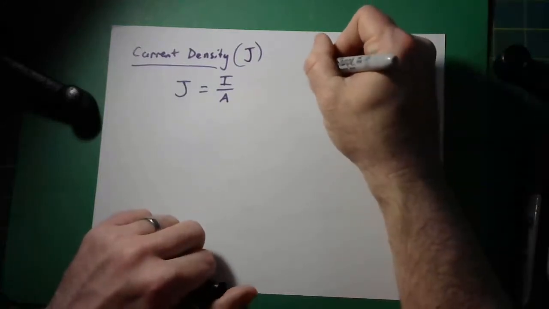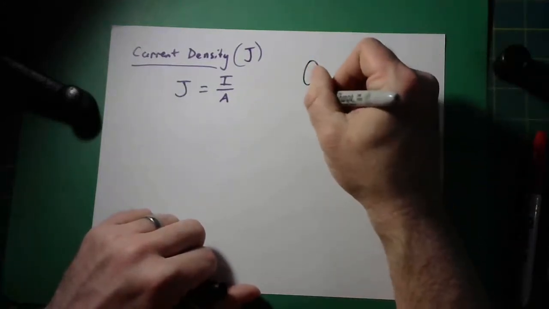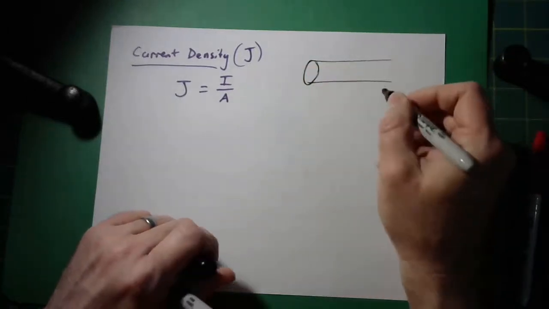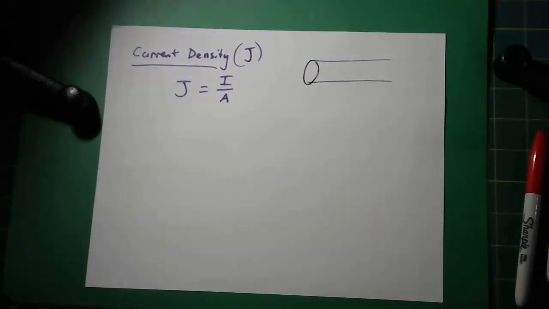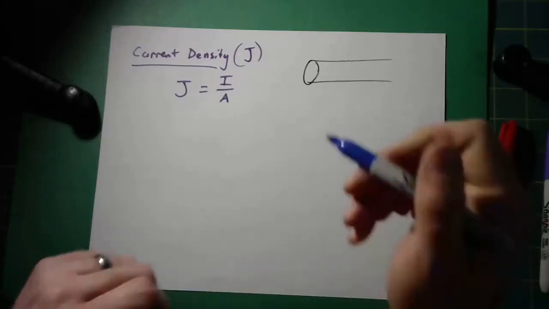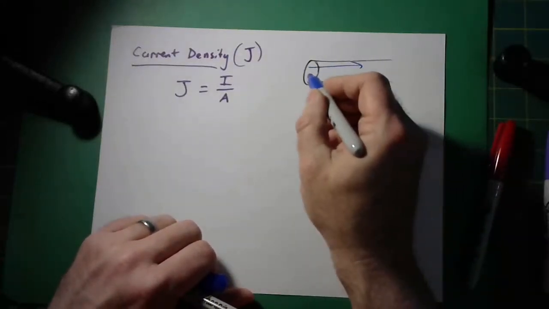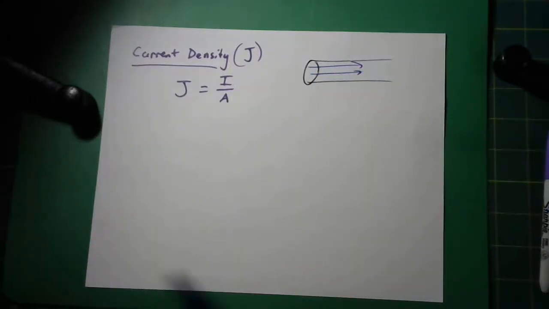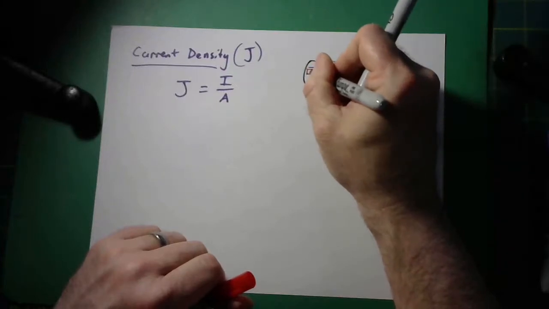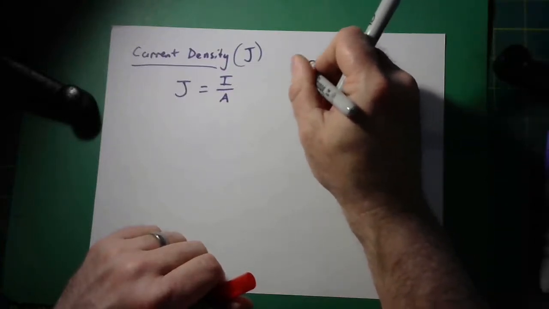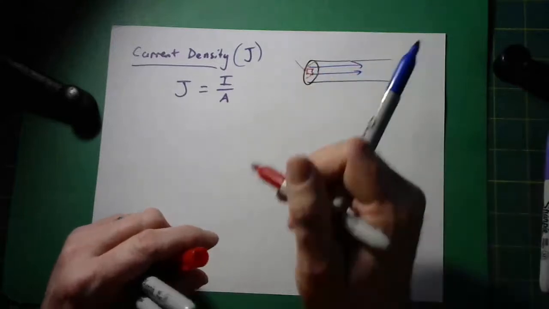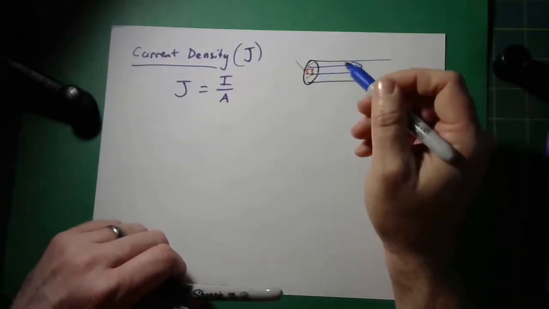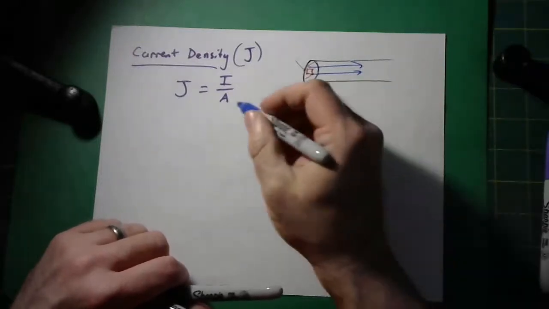So I could think about having a wire like this, right? And I can talk about how much charge is flowing down that wire, right? How many coulombs per second per unit of cross-sectional area. You know what I mean? So for every little one square unit in this cross-section, how much charge is flowing through that square each second? My charge per second per area, right? Charge per second per area.